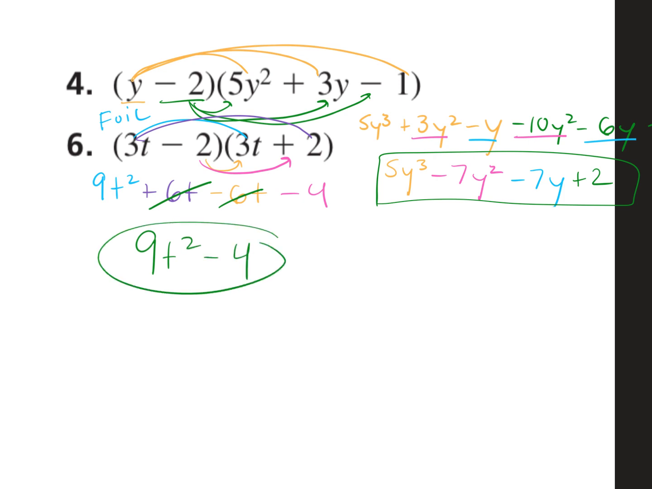We could also, if you notice here that these are conjugates, they're the same, but the signs in the middle are different. You can use your conjugate shortcut. So that's the a squared minus b squared. So you could do your conjugate shortcut, but you could always just FOIL if you don't remember the shortcut.